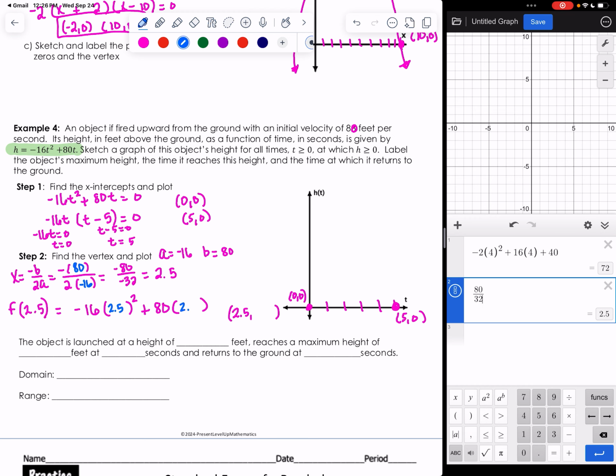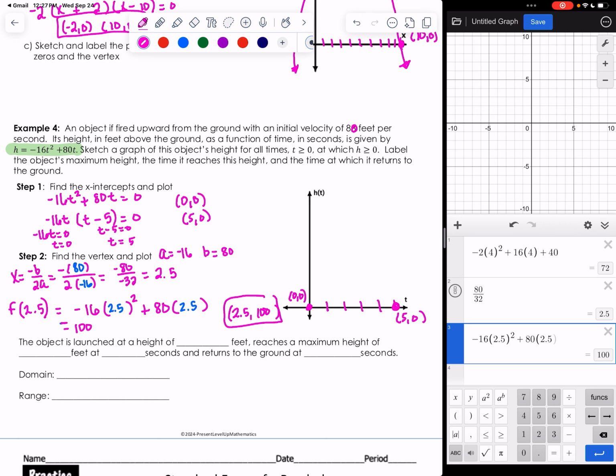Now I would definitely do this one on your calculator because there's a good chance of making a math mistake on this one if you're not careful. So negative 16 parenthesis 2.5 parenthesis squared plus 80 parenthesis 2.5. So that gives us 100. So f of 2.5 is equal to 100. So there's my vertex. Let me box that in. You know, I should probably go back and box in the x-intercepts too.